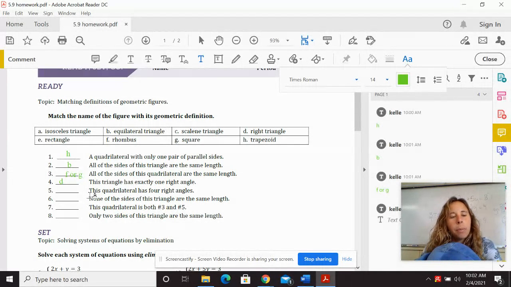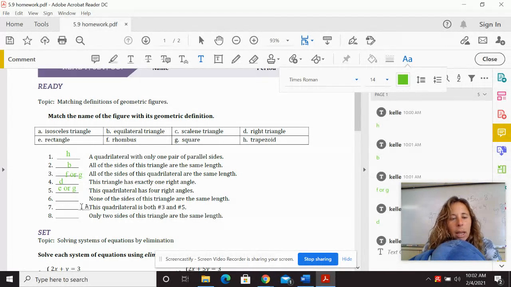Okay, once again, shape with 4 sides. So I have rectangle, rhombus, square, trapezoid. We already used trapezoid and it does not have 4 right angles. So trapezoid's out. Rhombus does not have right angles. So then it's either going to be a rectangle or it's going to be a square. We don't really know which one yet. You kind of have to be a detective as you go through this. So this one could be either E or G. Once we get further down, we'll be able to determine which one it is.